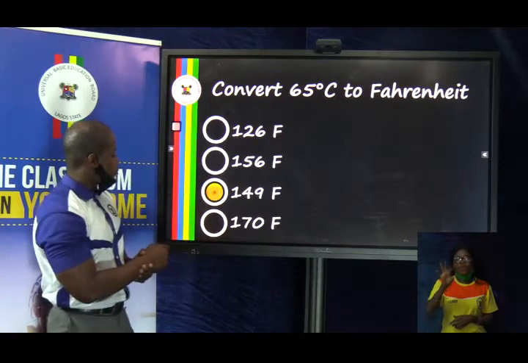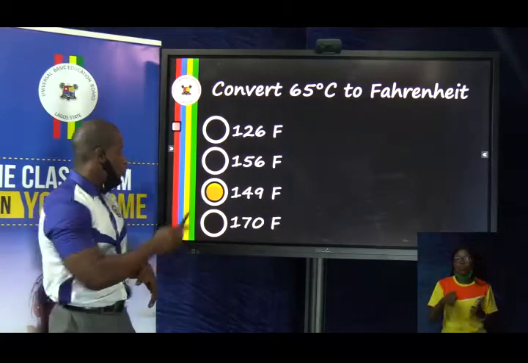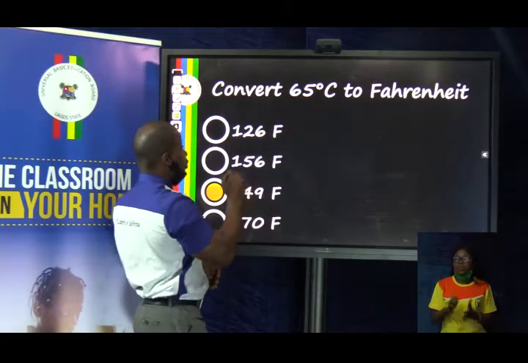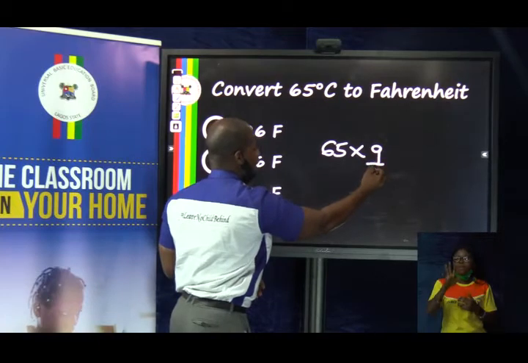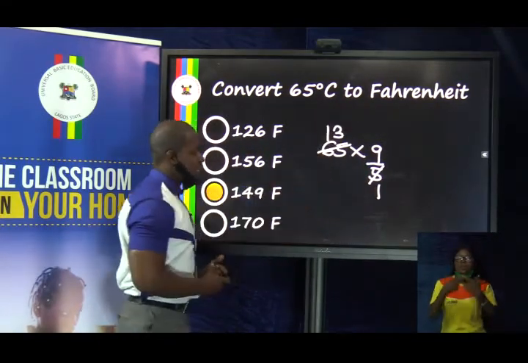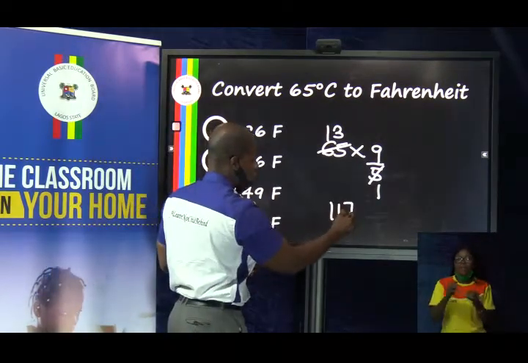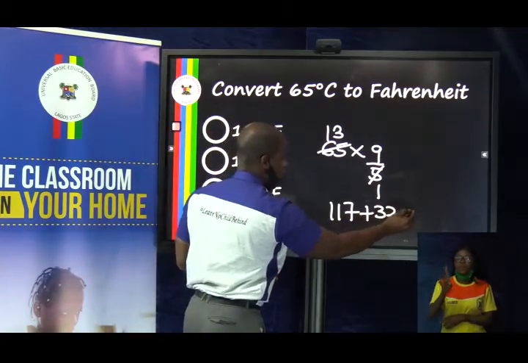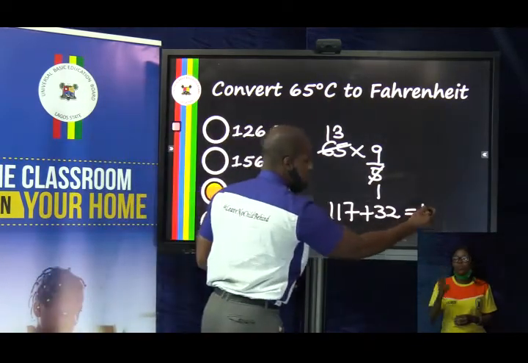Let's see. It's 149 degrees Fahrenheit. Is that what you got? If that's not what you got, then pay attention to how it's done. So Celsius to Fahrenheit, we scale up by 9/5, and that is 65 times 9 over 5. 5 here 1, 5 here 13. 13 times 9 is 117. So you have 117. Then add 32 to it. So plus 32, and you get 149 degrees Fahrenheit, my friend.